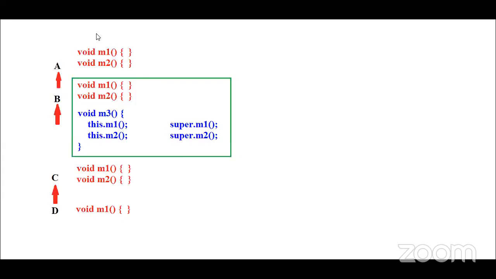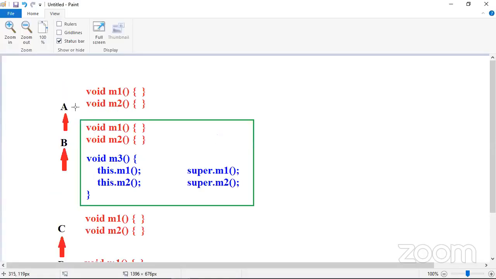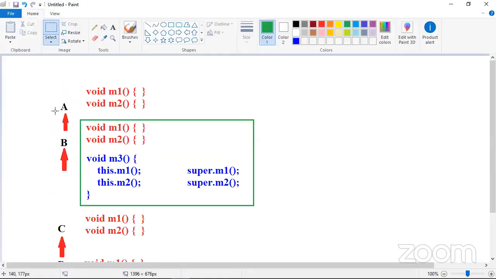So first watch. I will ask 2 questions. Try to answer. Question number 1. Class C is overriding M1, M2 methods of which class?